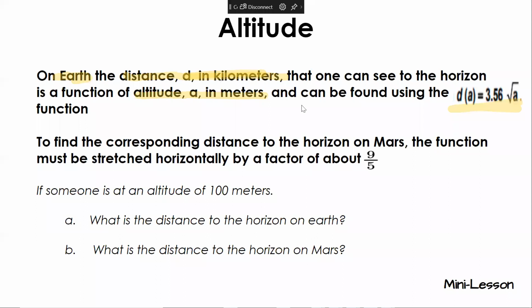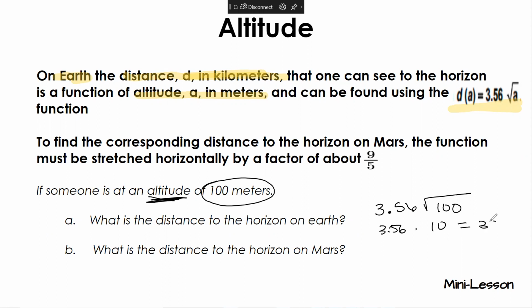So first, let's take this equation, okay? And what are we going to put 100 at? Where are we going to put the 100? We're going to put that 100 meters. It's altitude, right? So which variable are we going to put it in for? D or A? A. Okay, so we're going to plug in. So we get 3.56 square root of 100. Well, we know the square root of 100. That's 10, right? So we're going to do 3.56 times 10, which is going to give us 35.6.